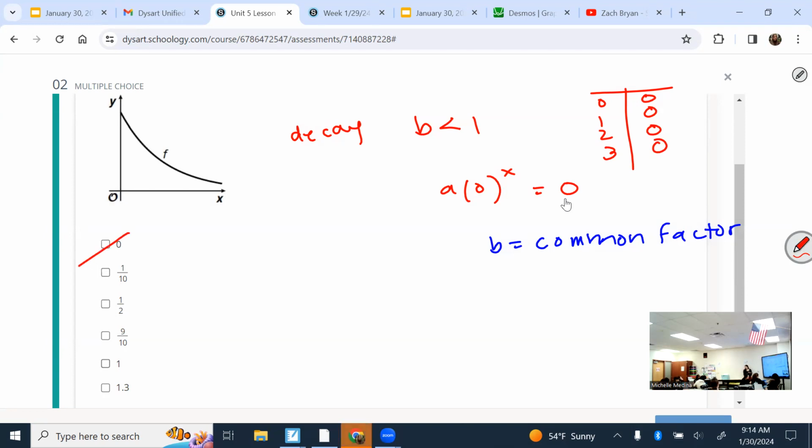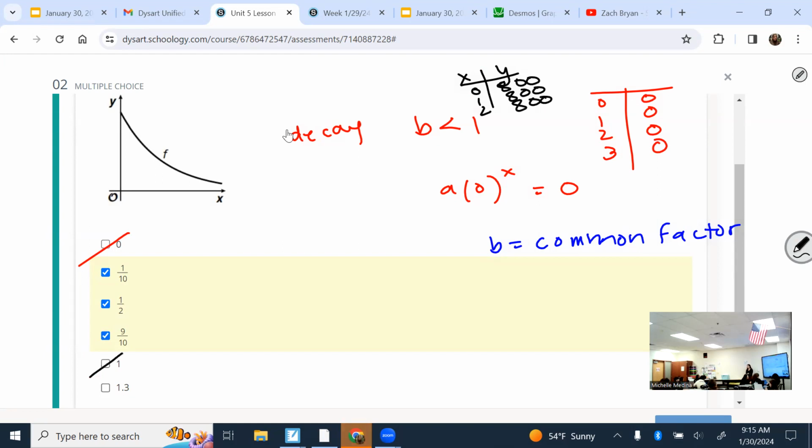Is that less than 1? Good, it's 0.1, so that's definitely decay. What about 1/2? Also less than 1. What about 9/10? What about when it's 1 exactly? And you could test it out. Whenever I time something by 1, does it change at all? So if I were to have a table, and the starting amount could be anything, but if I keep timing by 1 each time, it's not changing. So I wouldn't expect a curved line, I'd expect a straight line, so don't pick the 1.